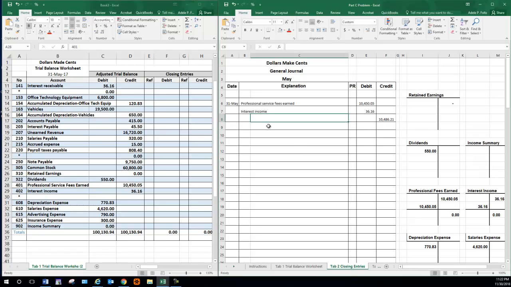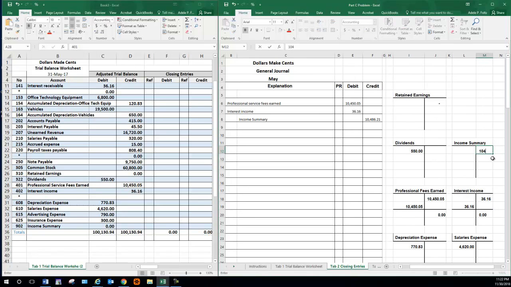And the account that we are going to close it to, we're going to credit an account called Income Summary. Here's our Income Summary account, and we credited it $10,486.21. Okay, so it now has a balance of $10,486.21. These two accounts are now zeroed and ready for the next year. Our journal entry is going to say to close revenue accounts to Income Summary.